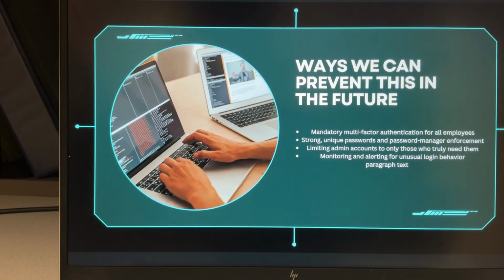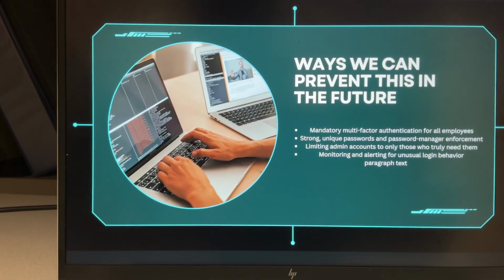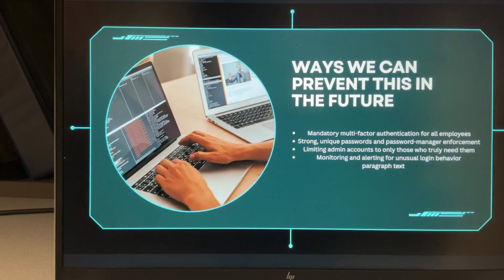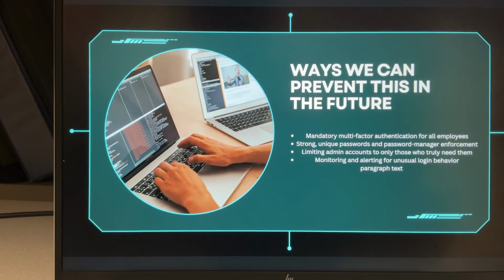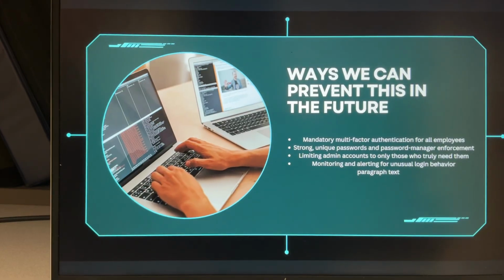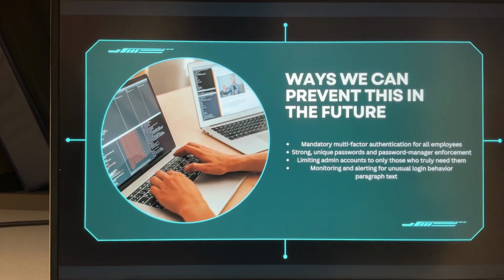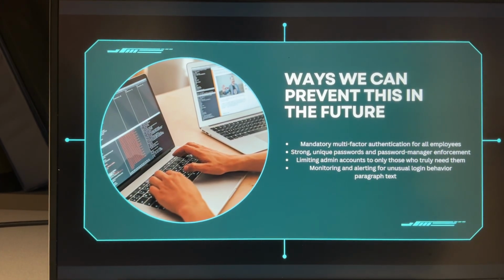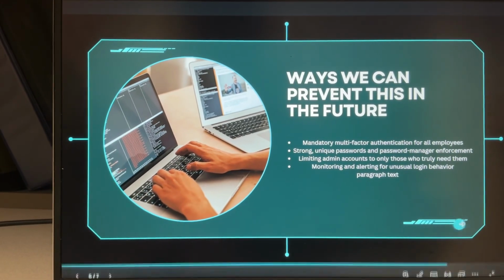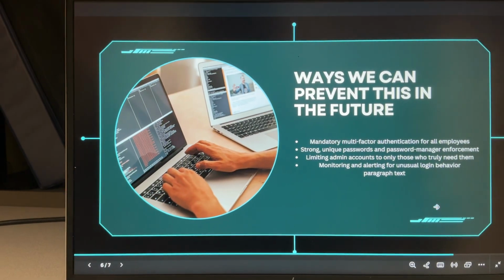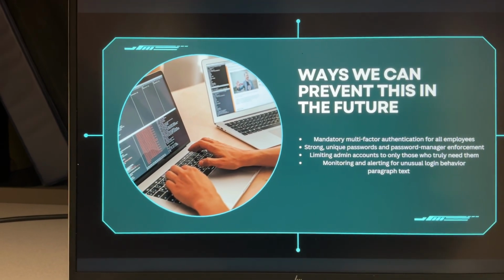Limiting admin accounts to only those who truly need them. So you can have people who work in lower branches of the OnSolve network, and you could limit access to those people who work lower down, and only give access to the people up top that you know are trustworthy and aren't going to be breached by the attackers. And the last thing you can do is monitoring and alerting for unusual login behaviors.